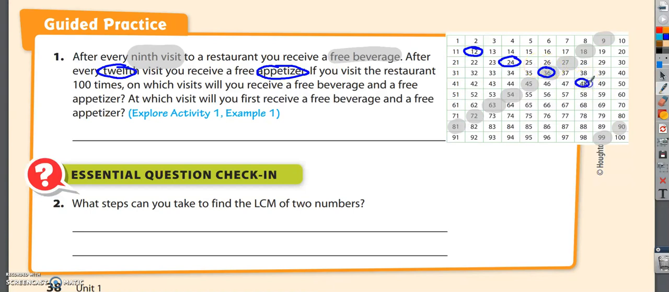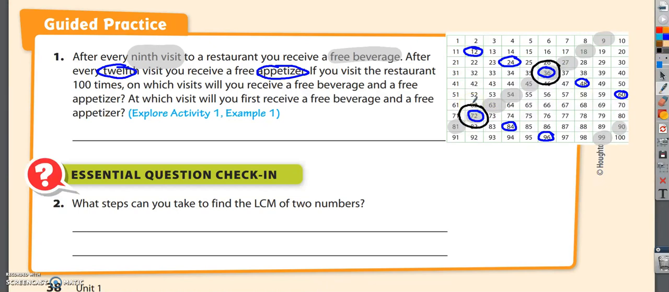12 times 4 is 48, 12 times 5 is 60, 12 times 6 is 72. That's double shaded. 12 times 7 is 84. 12 times 8 is 96. 12 times 9 is 108, so that's off my chart. So I have 2 answers here that are double circled. It's 36 and it's 72.